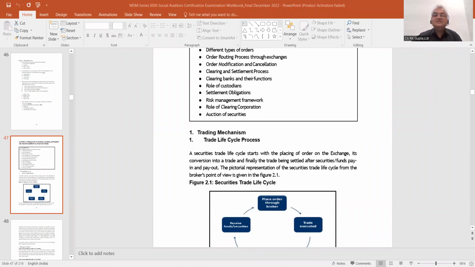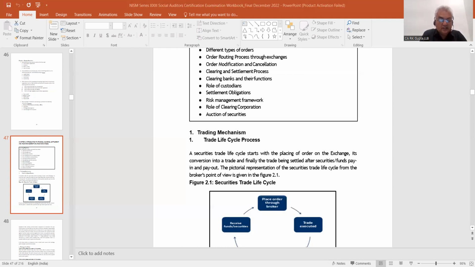Today, we'll have a discussion on this introduction to trading, clearing, settlement, and risk management on stock exchanges. I've shared some MCQs also on the subject. Those who are dealing in shares either on a professional basis or on individual basis may be aware of the basics of the stock market. And this is what is contained in this chapter.